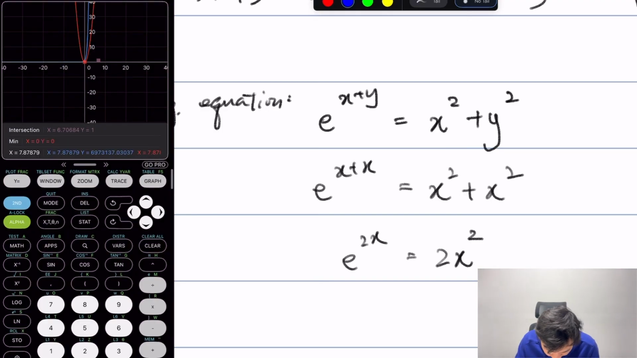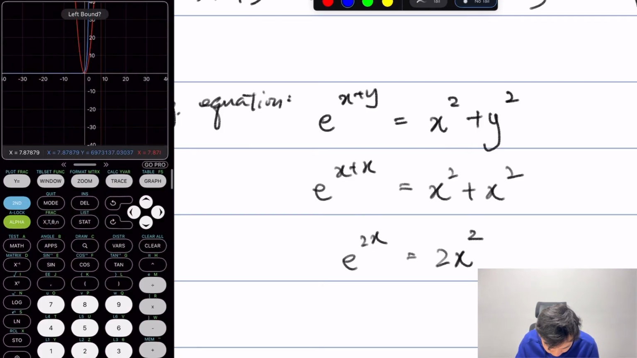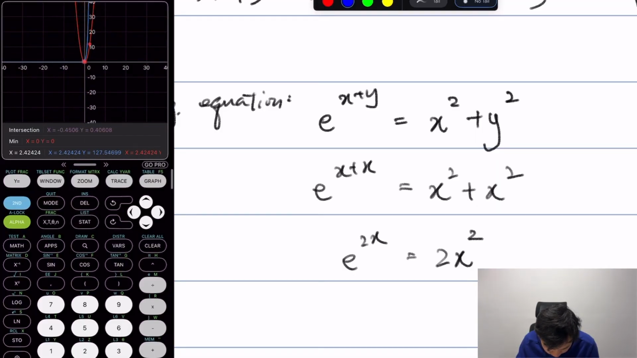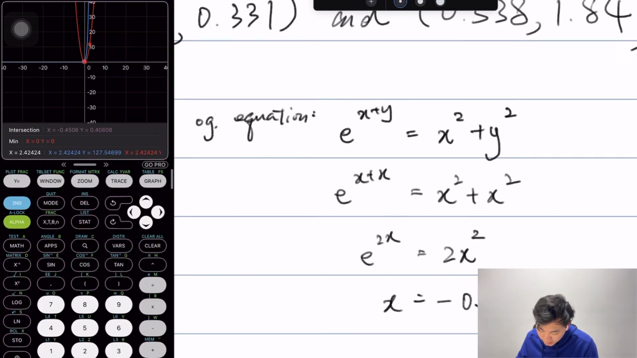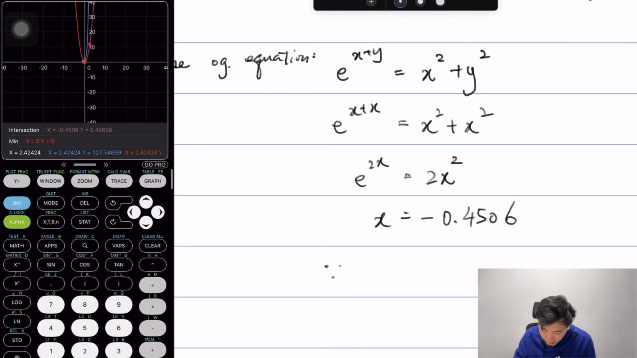Now, if you use second trace and then find the intersection point, then you try to find the left boundary. Let's do from the left-hand side all the way from here, enter, and then all the way to the positive, since if it's to the positive, it never intersects. Okay, so now you can see here they have the intersection point, which is when x is -0.4506. So x is equal to -0.4506, like this, okay?